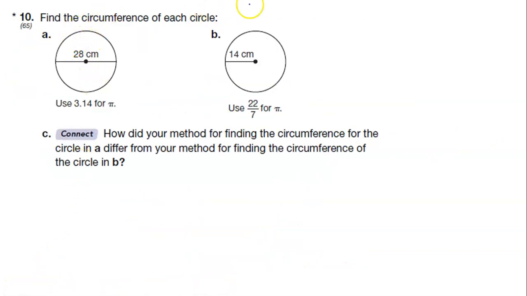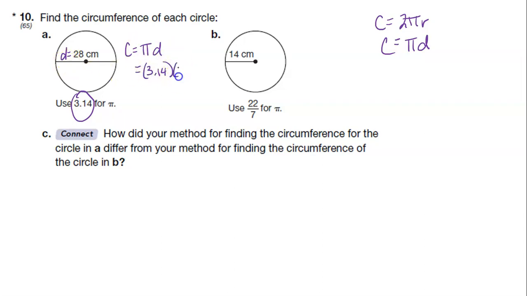Okay, circumference. So circumference, there are 2 formulas. There's 2 times pi times radius, or there's pi times diameter. So let's see what we have. Here we have diameter, so we're going to use the second one, and we're supposed to use 3.14 for pi. So circumference is pi times diameter, or 3.14 times 28, and you'll get your answer, and it will be in centimeters.